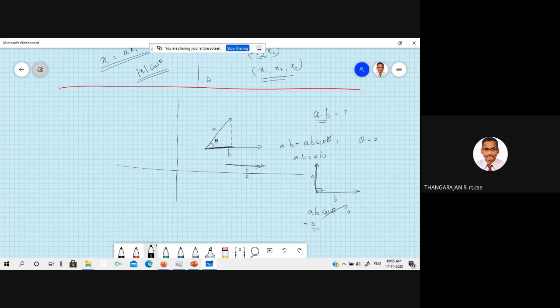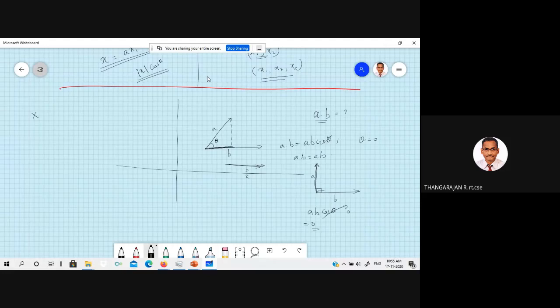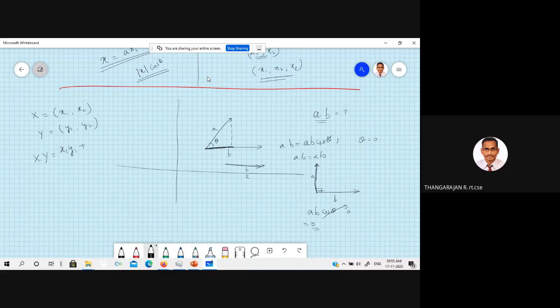Actually, here is how it is done. Say for example you have a vector x which has two components, x1 comma x2, and you have y with components y1, y2. Now what is x dot y? The dot product x dot y is equal to x1 y1 plus x2 y2.